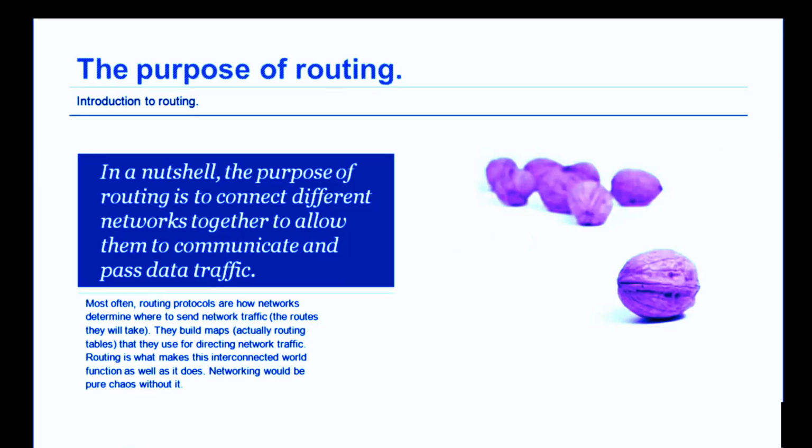The basic purpose of routing is to connect different networks together to allow them to communicate and pass data traffic between them. Most often, routing protocols are how networks determine where to send network traffic. That's the routes that they will take. And these routing protocols build maps. Actually, they build routing tables, but we'll get to that later, that they use for directing network traffic.